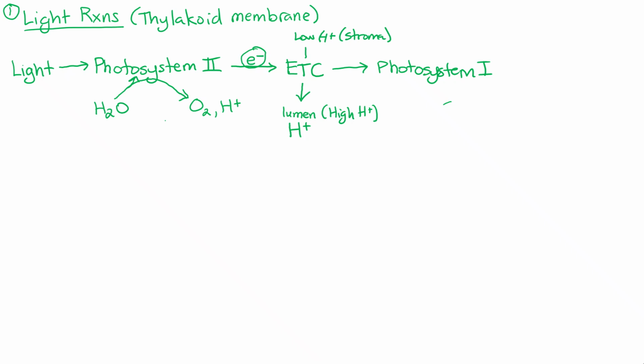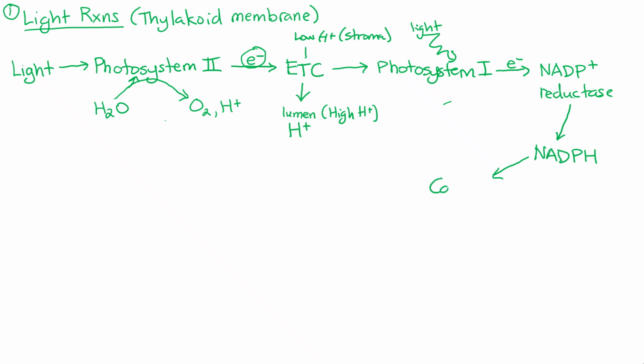So now, photosystem 1 collects light. The electrons get excited again, and now they are taken by an enzyme called NADP plus reductase. This reductase puts the electrons onto NADP plus, turning it into NADPH. And from there, it goes to the Calvin cycle.